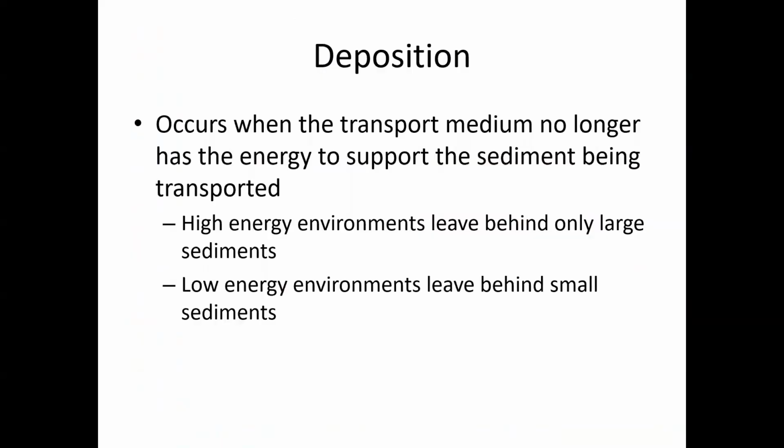So let's talk a little bit about deposition now. This occurs when the transport medium no longer has the energy to support the sediment being transported. If the energy decreases, the water or the wind slows down, it drops some of its sediment load. High energy environments that stay very high in energy will leave behind only the largest particles, the hardest to move particles, whereas low energy ones leave behind small sediments.